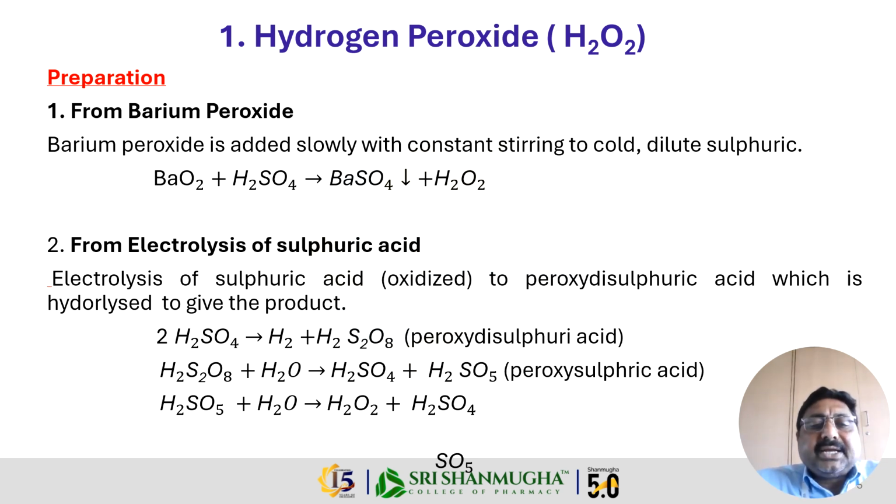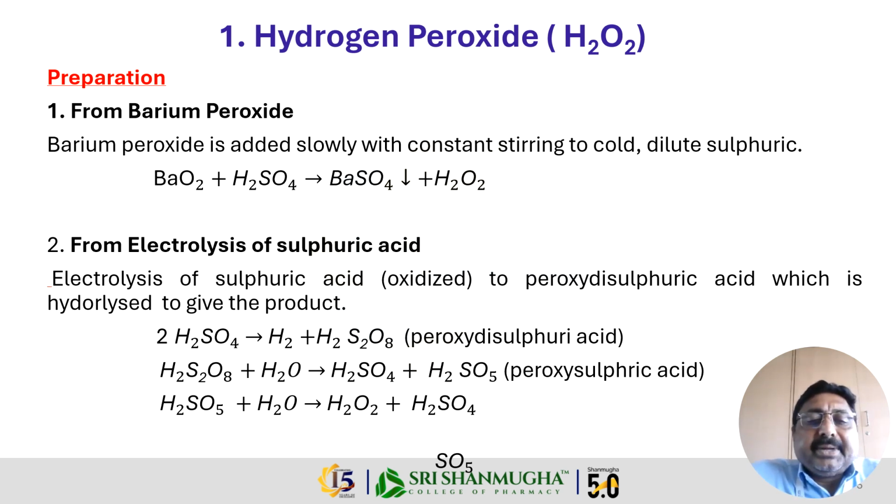Barium peroxide is slowly added to dilute cold sulfuric acid. It is very, very important that the temperature should be less than 40 degrees. We will get barium sulfate precipitate and H2O2, hydrogen peroxide. The barium sulfate precipitate is removed by filtration.